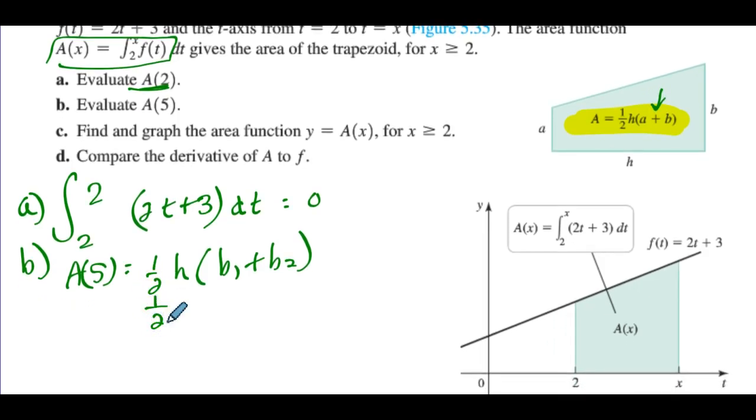So the height of this thing, you may think this is the height, but the bases have to be parallel. So I'm going to use this for base 1 and base 2 would be over here. And then oddly enough, this distance here would be the height. And it says a sub 5, so I know this x is a 5, and so that height distance would be 3. Between 2 and 5 is 3 units. Well, 3, 4, there it is.